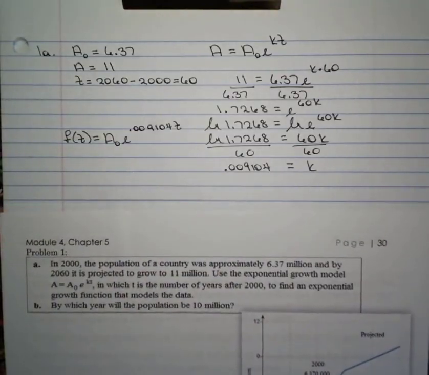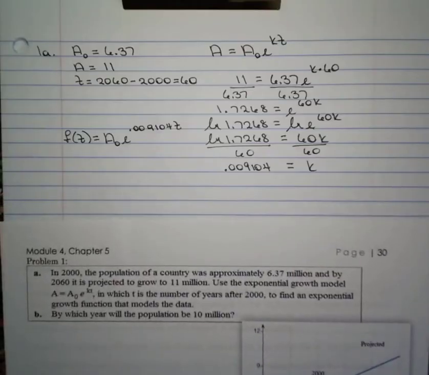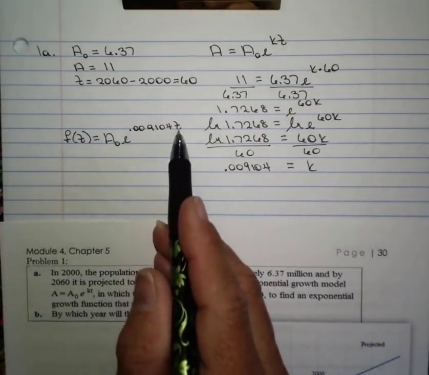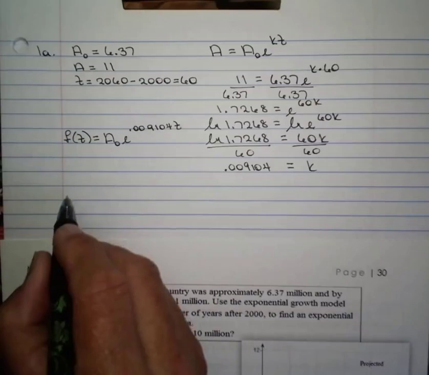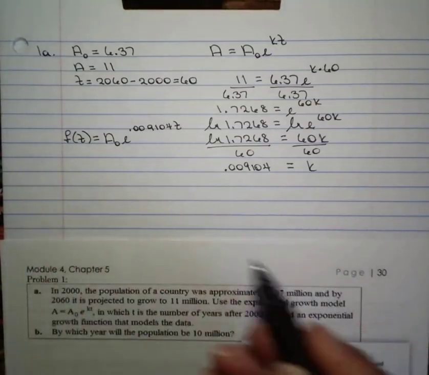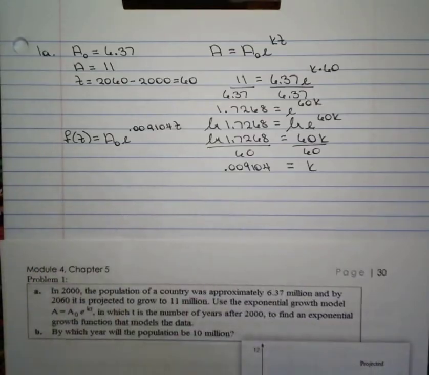And now they've given me a question. The question is, by which year will the population be 10 million? Well, I've got my function. T is the unknown. So I'm going to say, okay, I want to know by which year that will be. Okay, so I'm going to say this is going to be a function of time this time, isn't it? And that's the way my functions will work.